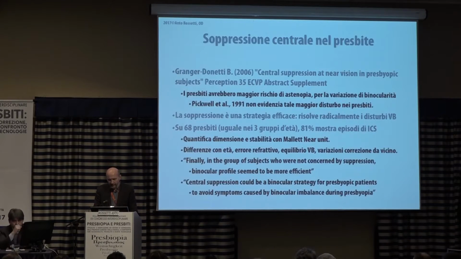Well, this is something we were interested in. In the literature, this French author says that 81% of presbyopes have suppression under normal circumstances. He used the Mallett near unit. We'll take a look at this later.